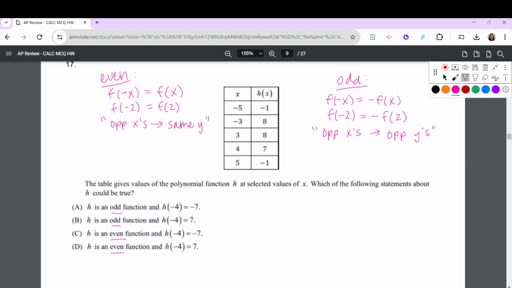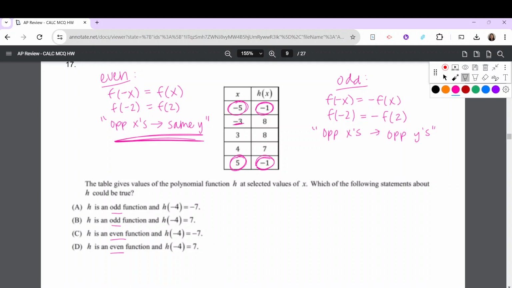So let's see what we have going on in our function. If I plug in a negative 5, I get out a negative 1. If I plug in a positive 5, I still get out a negative 1. So I plug in opposite x's, but I'm still getting the same y. That looks like it's an even function to me.